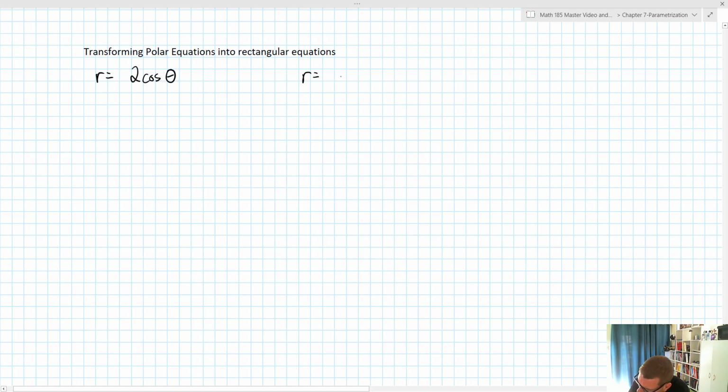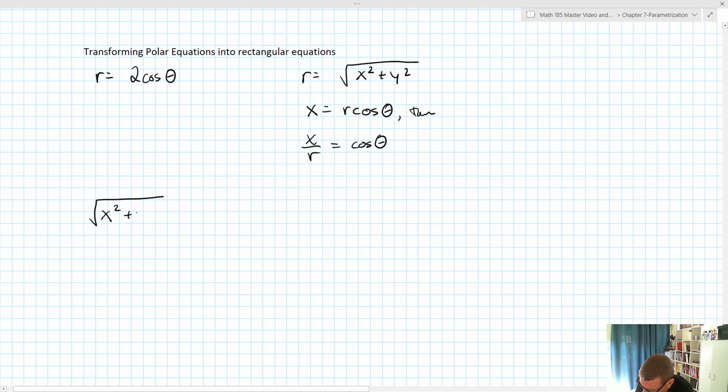Now remember that r equals the square root of x squared plus y squared. And we also know that if x equals r cosine theta, then x over r equals cosine theta. So we're going to utilize those two things to substitute, and then we're going to do some algebra. So the square root of x squared plus y squared is going to equal 2 times x over r, since cosine theta is x over r. And x over r is x over the square root of x squared plus y squared.